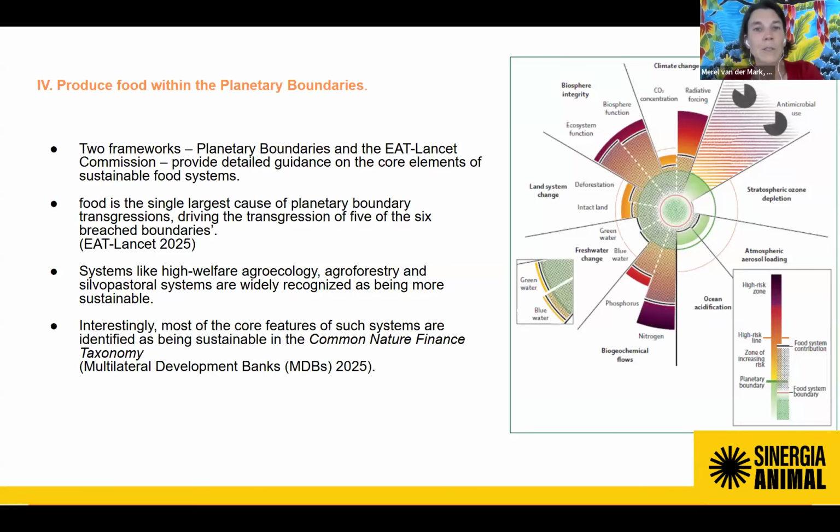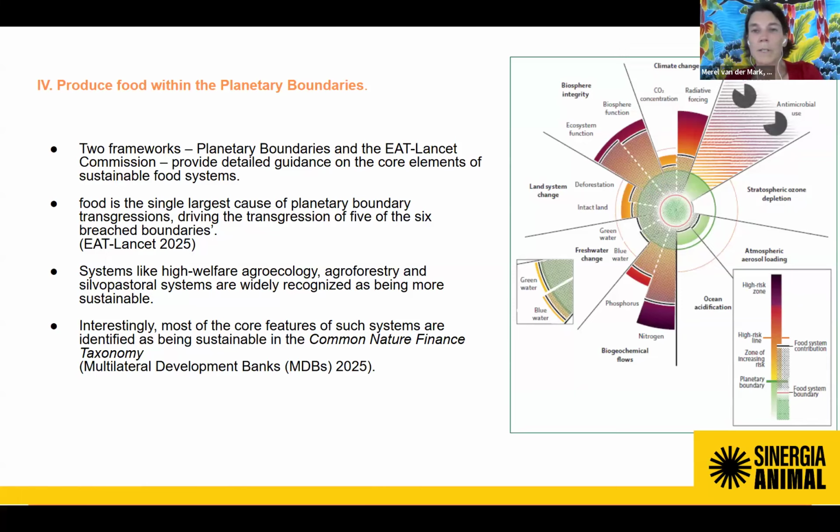The fourth step is to ensure that food production operates within the Earth's planetary boundaries. Two influential frameworks, the Planetary Boundaries Framework and the EAT-Lancet Commission, provide guidance on how food systems can meet human needs while staying within environmental limits. According to EAT-Lancet, food production is the single largest driver of planetary boundary transgressions and contributes to 5 of the 6 boundaries that have already been exceeded. This highlights the need to fundamentally rethink how food is produced.